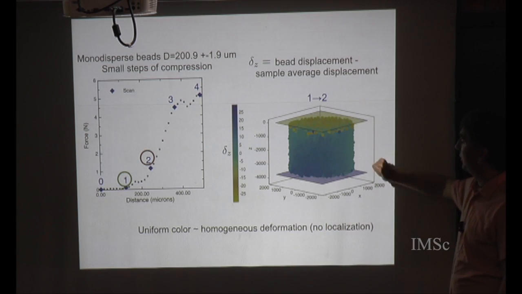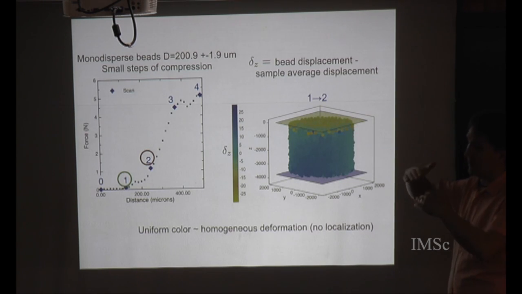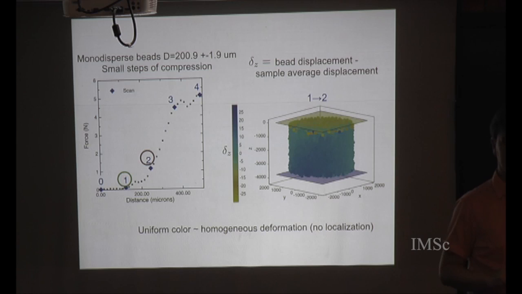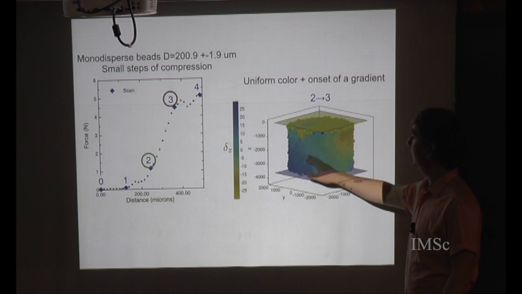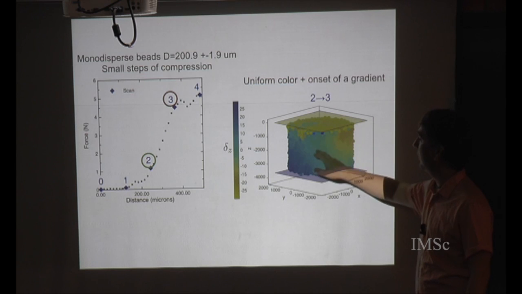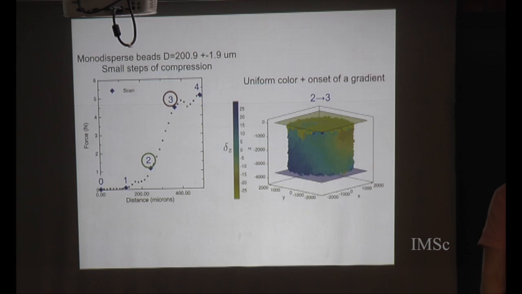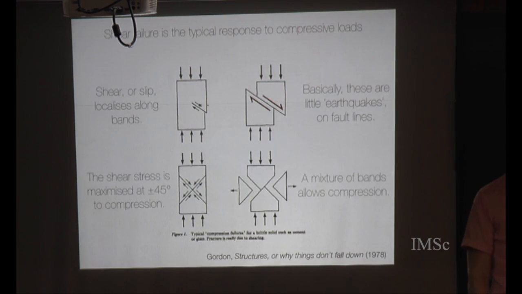If we go between 1 and 2, there's no localization. There are some features near the surface, which deal with how we make contact with the surface, but the deformation field is uniform throughout. Between 2 and 3, it's largely uniform. You're beginning to see the onset of a strain or a shear across the entire sample, but it has not localized. Between 3 and 4, however, that strain localizes and we see the beginning of a shear failure. There's a slip plane here. This is very similar to the kinds of compressive failure you would expect in most materials.